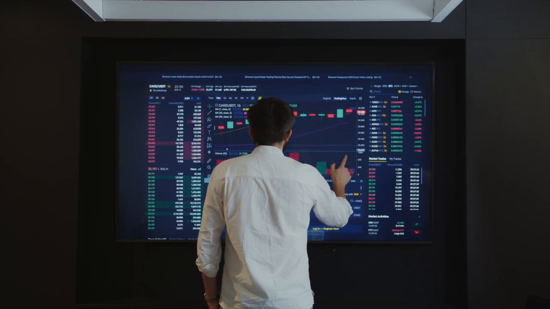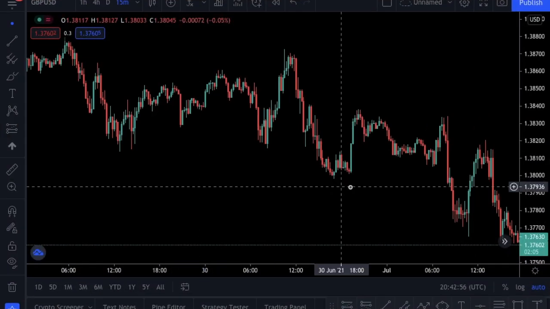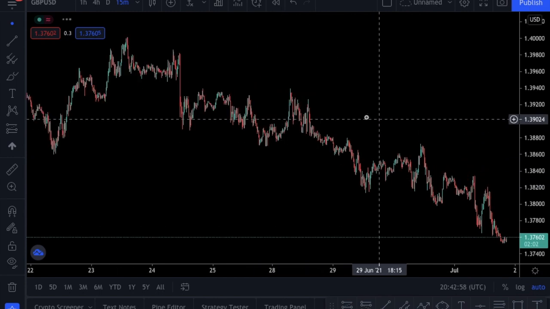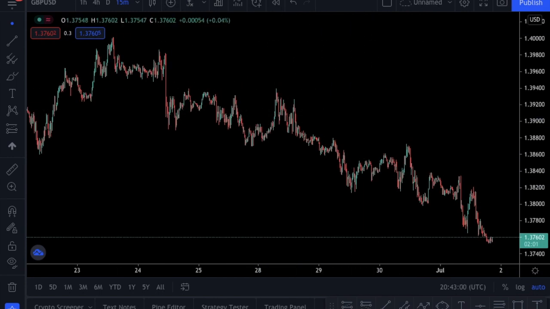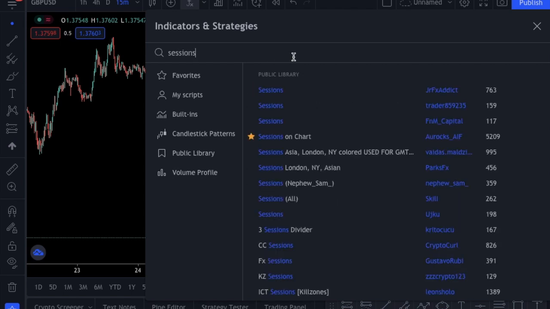Okay, let me show you the classical London Breakout Strategy. We will open tradingview.com as usual. If you don't know how to use the platform, you can check out my previous tutorials about it. Right now, I am looking at the 15-minute chart of the British pound to US dollar. The London Breakout Strategy is all about time zones, so we have to add an indicator that will show us the time zones. So, I will click on the indicators icon here, and search for sessions. You can use the one that says Sessions on Chart. You can click the star icon next to it to add it to your favorites.